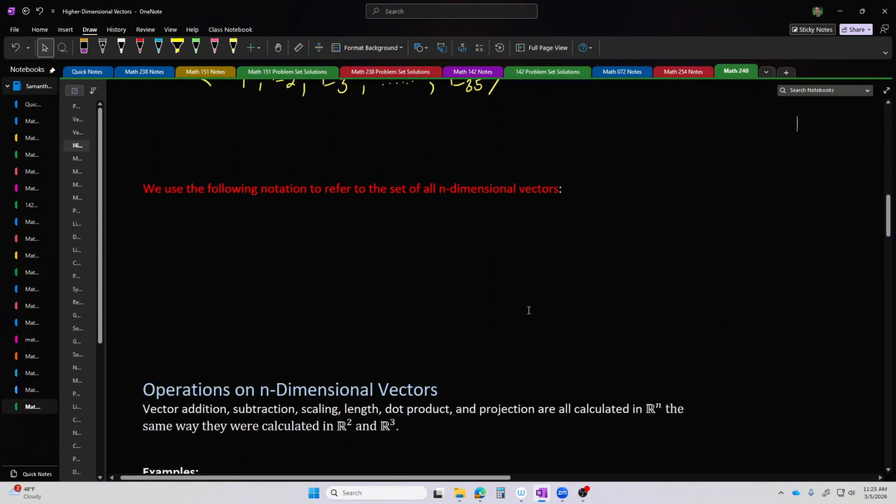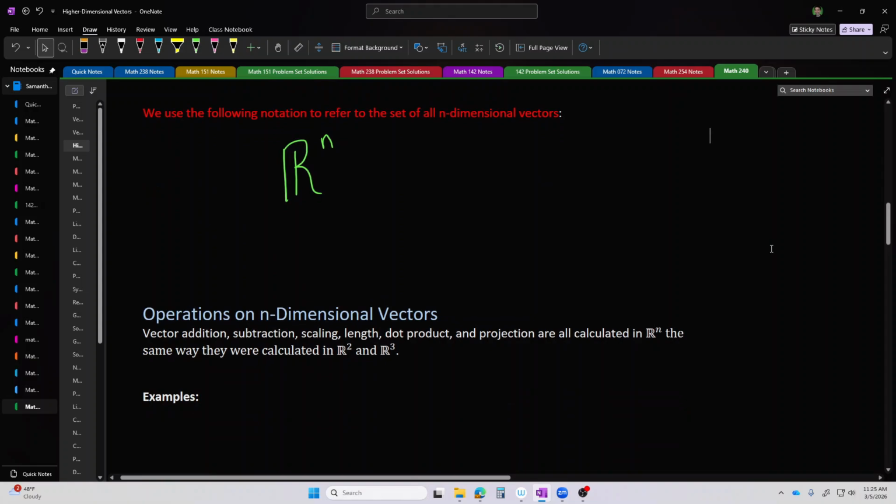Now, we will be using the following notation very often in this class. Notation for the set of all vectors that contain n entries, the set of all n-dimensional vectors. So the notation is the letter R with an extra leg in the back, R and then an exponent of n. This refers to any and every vector that has n entries in it.